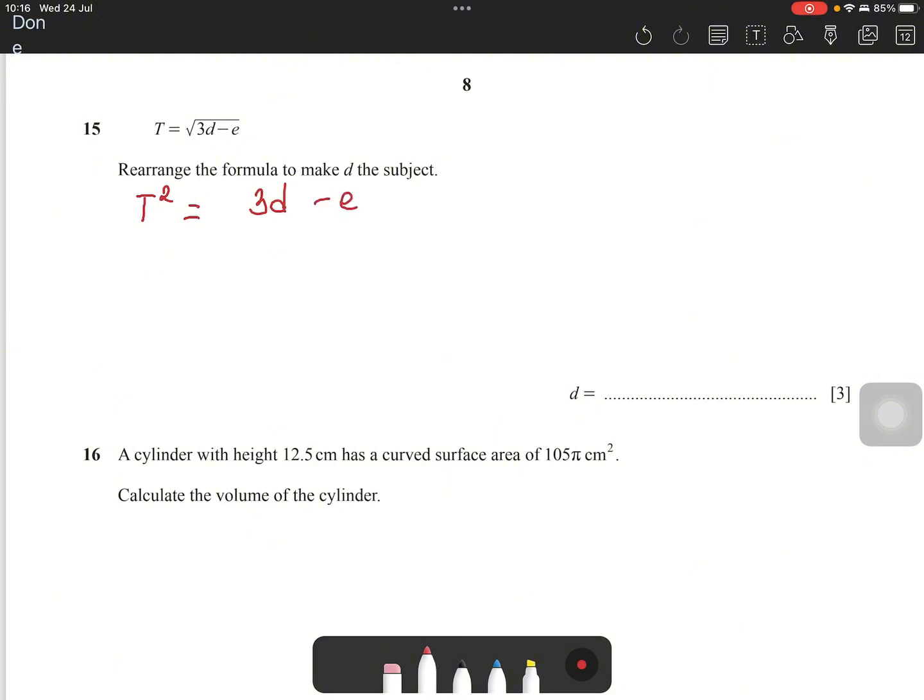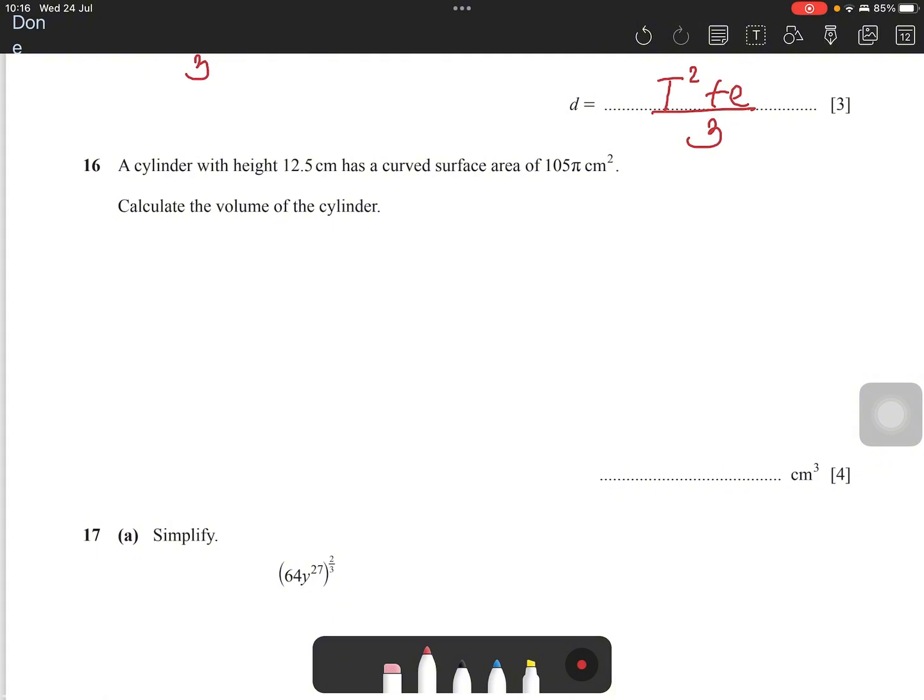Then I'll remove E by adding E to both sides. T squared plus E equals 3D. Finally, we remove the number 3 by dividing both sides by 3. And that's how we make D the subject. D equals T squared plus E over 3.